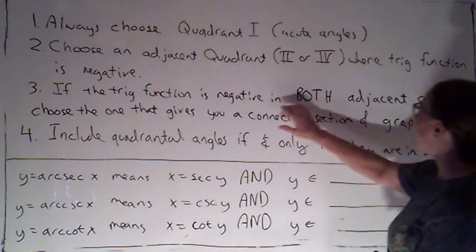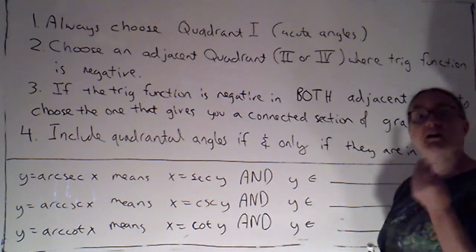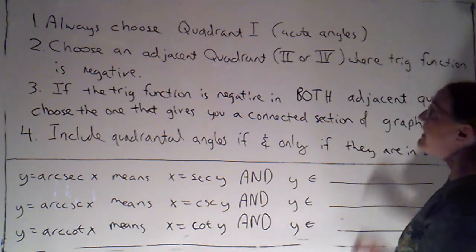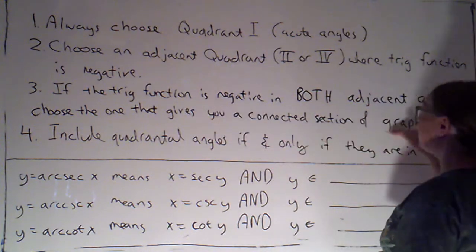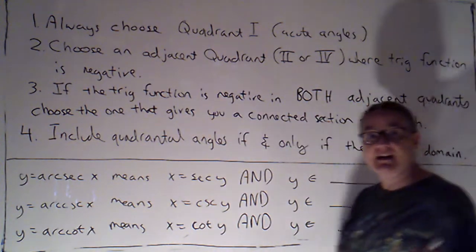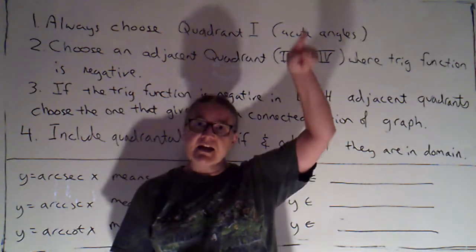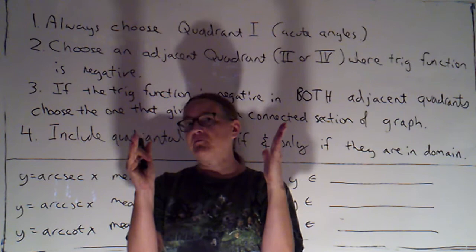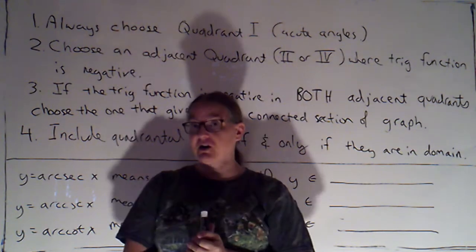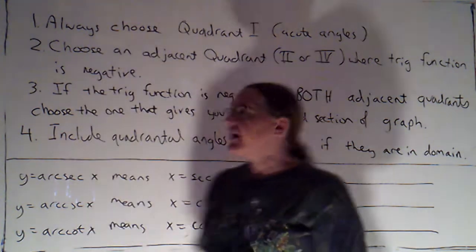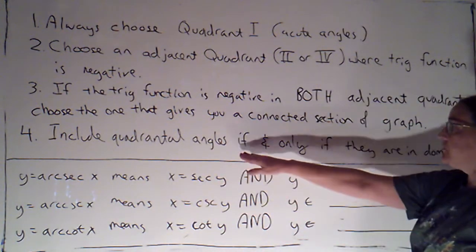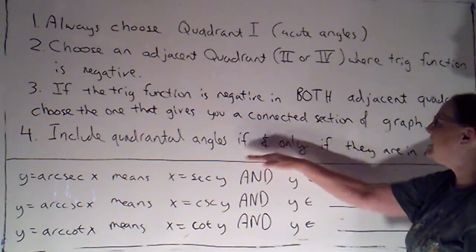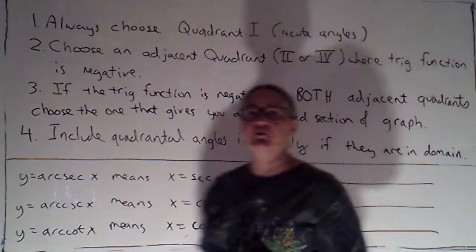If the trig function is negative in both adjacent quadrants, so we saw that, for example, with tangent. Tangent was negative in both 2 and 4. Then you're going to choose the one that gives you a connected section of graph. So we looked at tangent and said we get just one nice connected curve between negative pi over 2 and positive pi over 2, which meant we chose quadrants 1 and 4 for arctan. All right, and then rule 4 is just include the quadrantal angles, which are going to be the endpoints or the boundaries of the quadrants, if and only if they're in the domain of the original function.